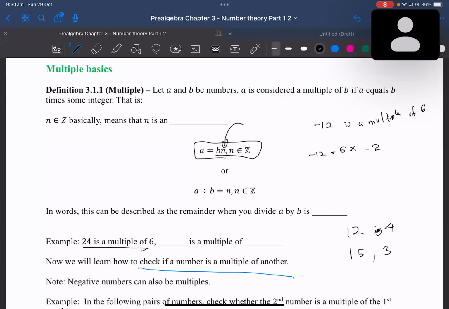And you can have multiples of negative numbers. Another example is that 12 is a multiple of negative 6, because 12 is negative 6 times negative 2. So it can be negative. Negative times negative, or negative times positive, any sign, the signs really don't matter as long as the answer is a whole number.